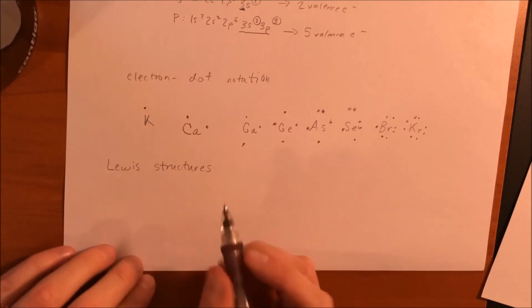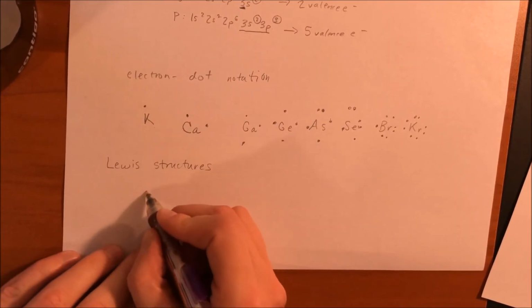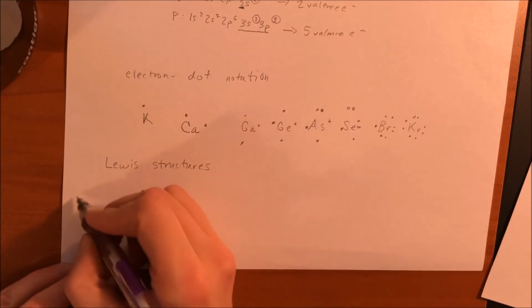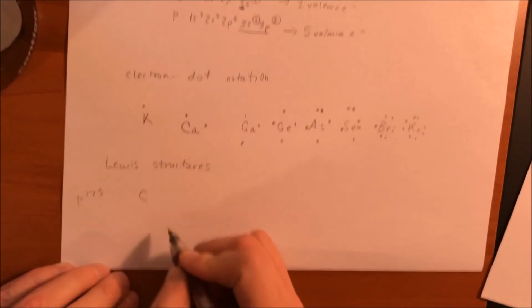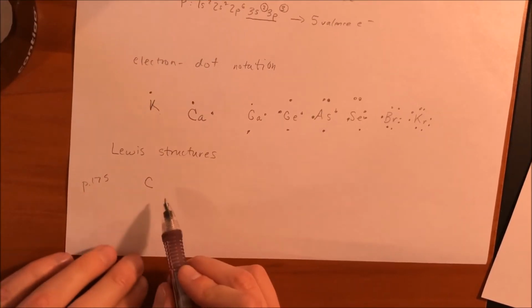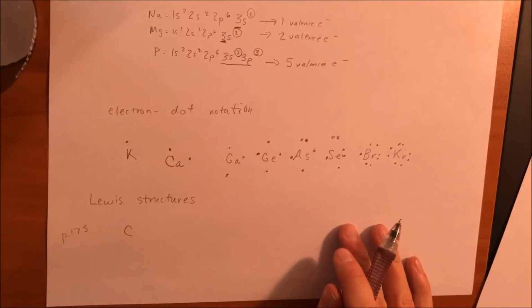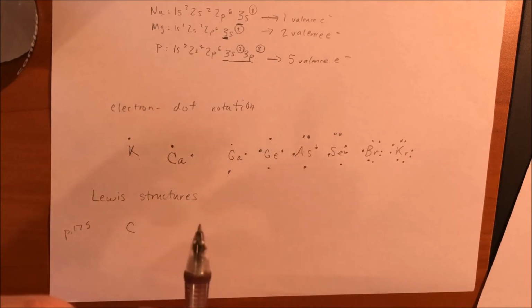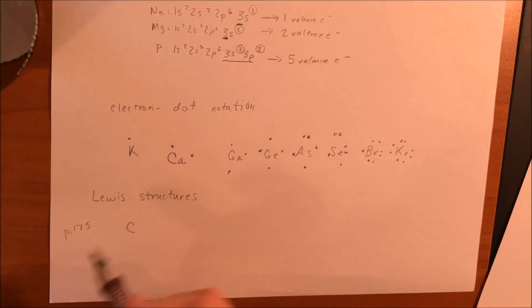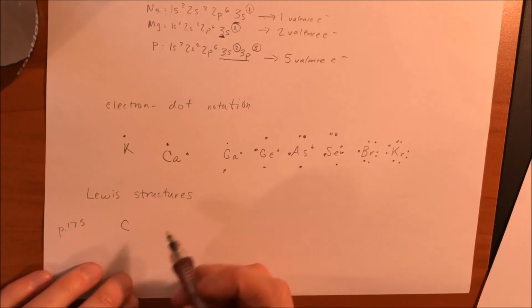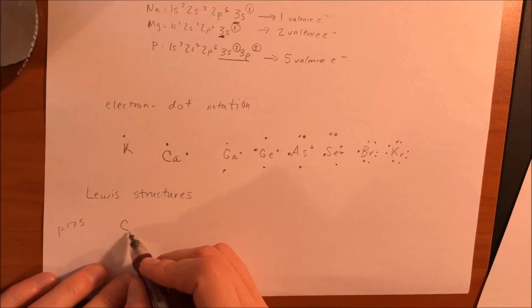Now there are 3 parts of a Lewis structure that are important to realize. One is the chemical symbol. Now this is on page 175. That's going to correspond with what I'm about to say. So the chemical symbol, in this case if we're dealing with carbon, is simply going to represent the nucleus and all of the inner shell electrons of the carbon atom. So this would represent the nucleus and the 1s2 electrons. Okay, so that's the symbol.